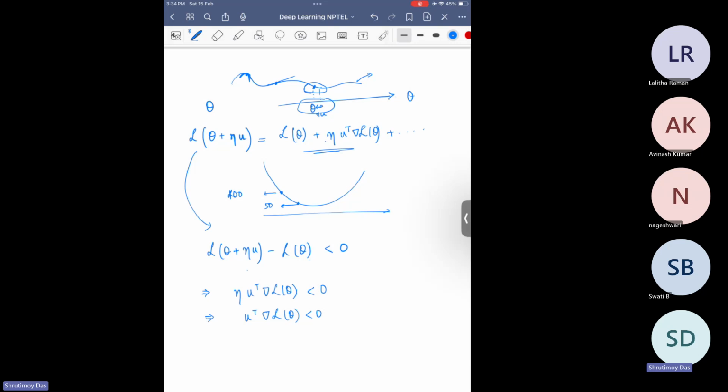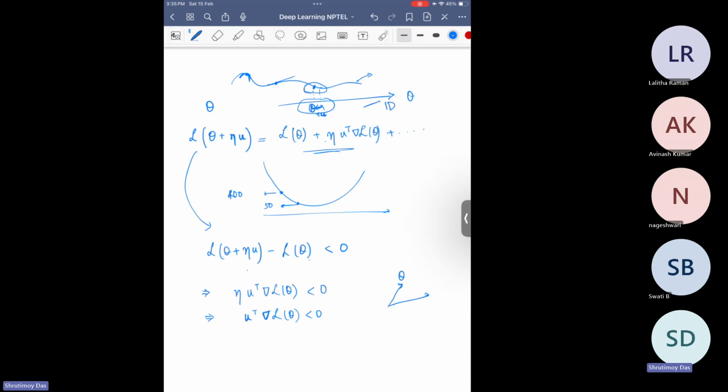This should be less than 0. So now we want to say what is the vector u. That vector u is the direction that we want to go, and the gradient of this is the direction that we have. So it's something like this. We are at theta, and I want to go to a new vector theta. I am drawing it in 1D here. This was a 1D representation, but in multiple dimensions, these thetas are like vectors.